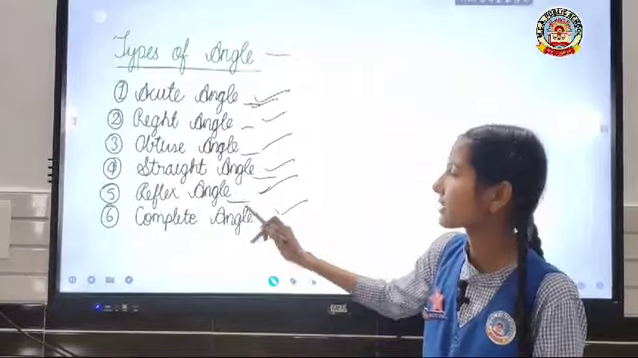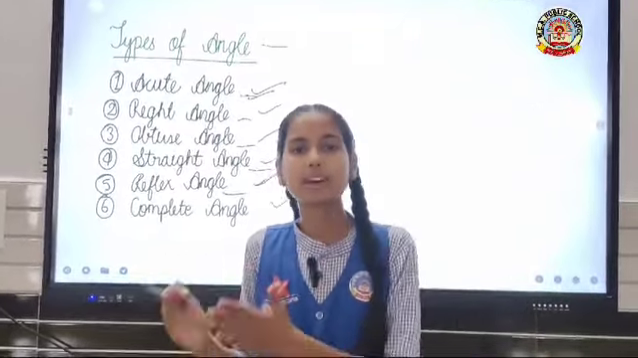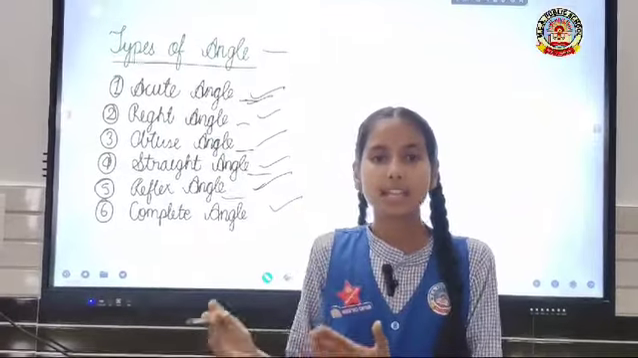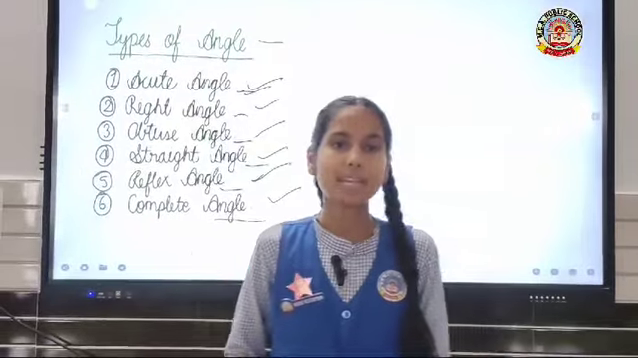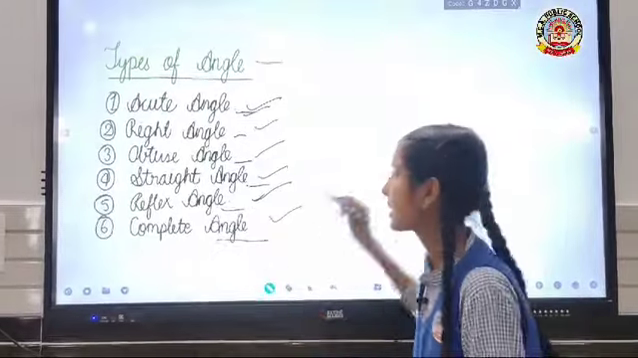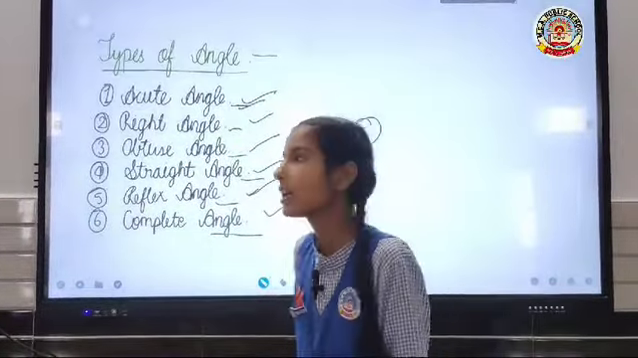Now next is reflex angle. A reflex angle's measure is greater than 180 degrees but less than 360 degrees. Now next is complete angle, which measures 360 degrees. If we take a point, the angle formed around a point is 360 degrees.